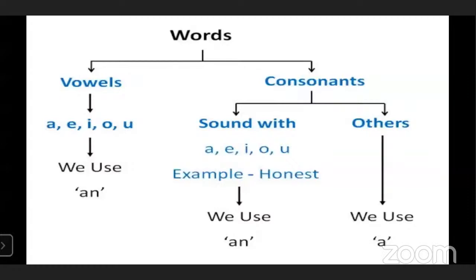A, E, I, O, U. Example is given: honest. H is a consonant, but here H becomes silent. We pronounce it as 'onest', and O is a vowel. So we write an before that consonant. And the other consonants like B, C, D, G, H, which are consonants, we use A. A hat, a hall.